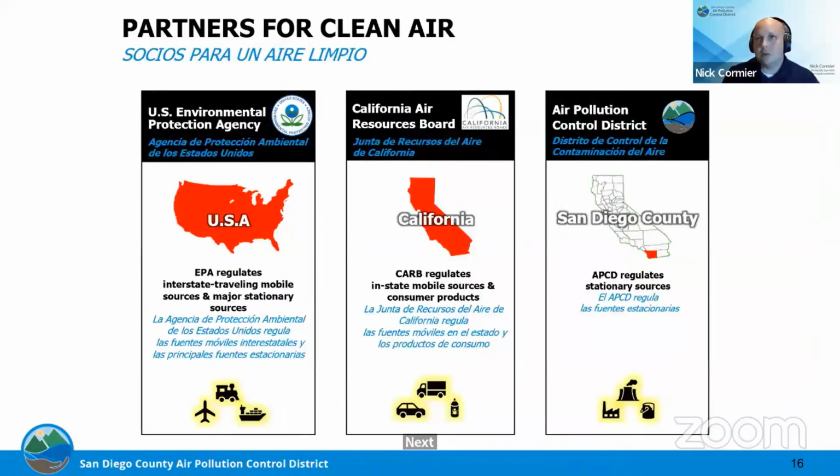APCD is part of a coordinated three-tiered approach to regulating and cleaning up ozone and other air pollution. The US EPA regulates emissions from interstate traveling sources, including airplanes, trains, and ships. CARB regulates emissions from on-road and off-road vehicles within California, as well as consumer products we use every day, such as personal care products and household cleaners. APCD has primary responsibility for regulating local stationary sources of air pollution. These include large industrial facilities like power plants and landfills, but also smaller establishments like gas stations and dry cleaners. Next slide, please.